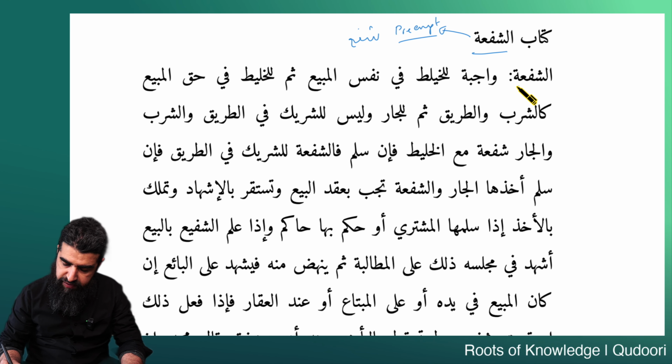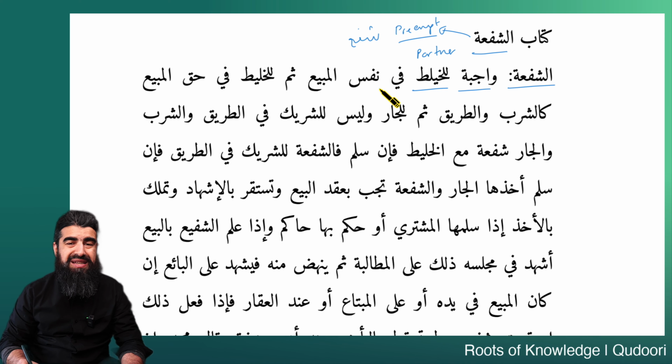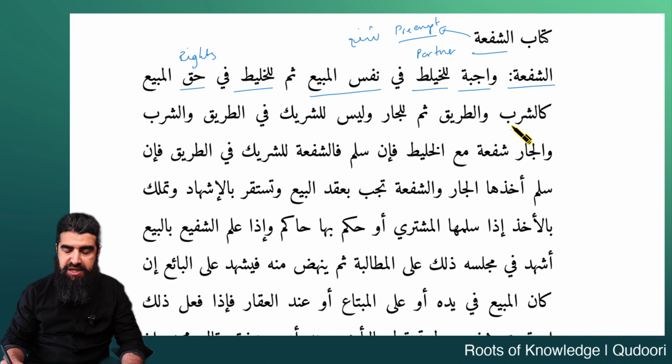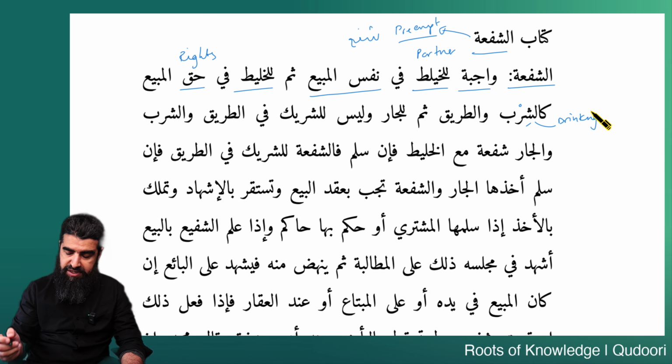So Shuf'a means the preemption. Wajibatun means obligatory. Khalit means someone who is a partner, someone who shares. Nafs al-mabi, the mabi in and of itself. Khalit, again, the partner in the haqq al-mabi. Haqq is the rights, so basically the people who have the rights of the mabi. Shirb means the rights of drinking. So let's say, for example, there's a body of water and neighbors have the right to use that water. You call it the rights of shirb.